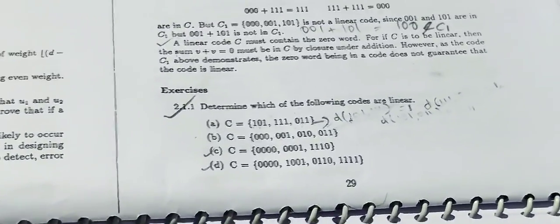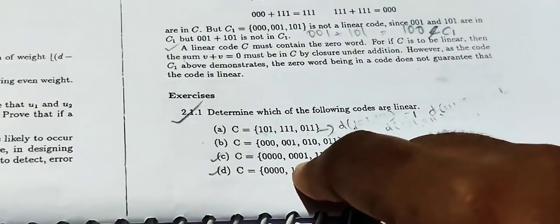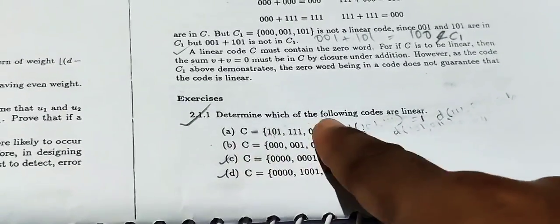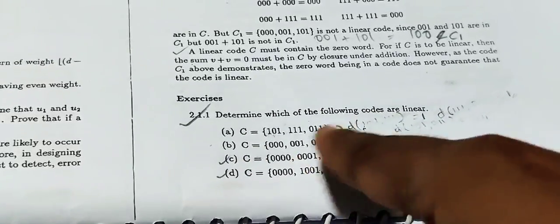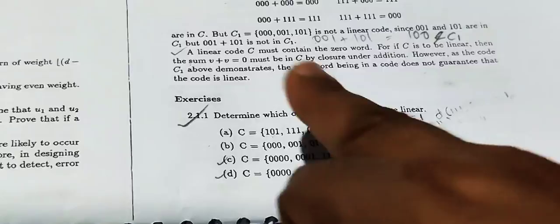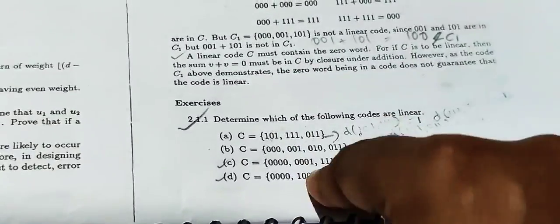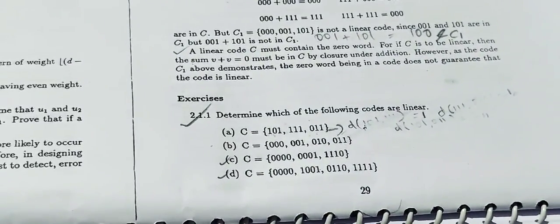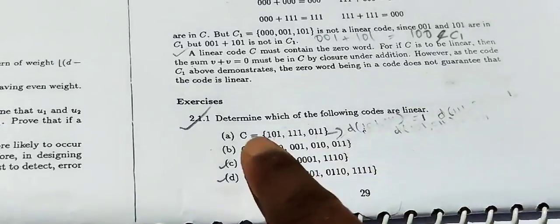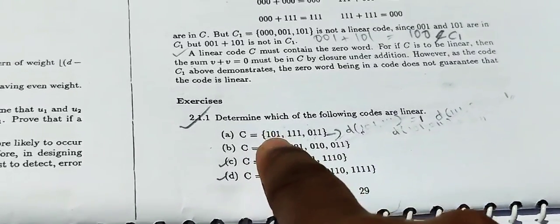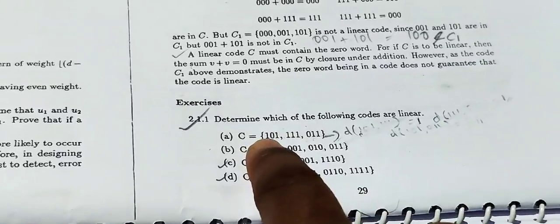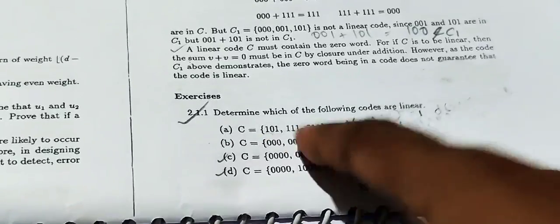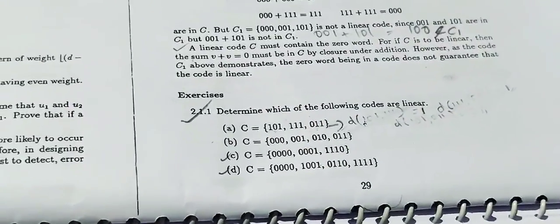Next exercise ആണ്. ഇത് assignment work ആയിട്ട് consider ചെയ്യാം. You can do the assignment problems marking C, D and G, H. So these are the assignment problems. Okay, so first one: 1011, 1011, 101 plus 101 എന്ത് വരും? That is 000, so it doesn't belong to the set. So C is not a linear code. So this is the linear code.